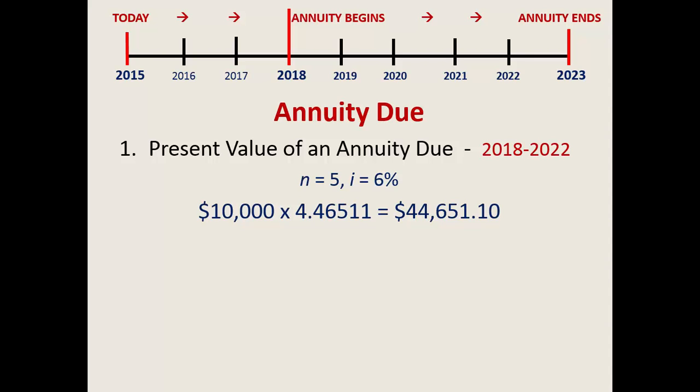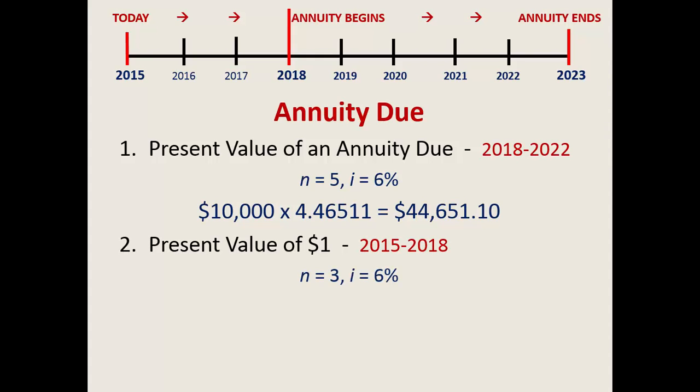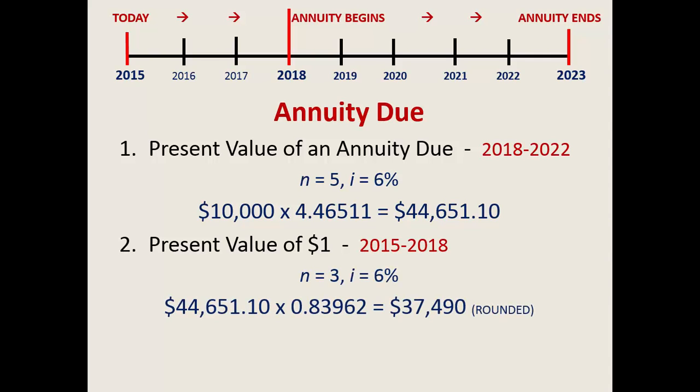So now in 2018, using the annuity due, it's worth $44,651. And then you take that amount and bring it back to today, what it's worth today, and it's $37,490. So you're going to have different amounts based on whether it's an ordinary annuity or an annuity due. You can solve for it different ways.